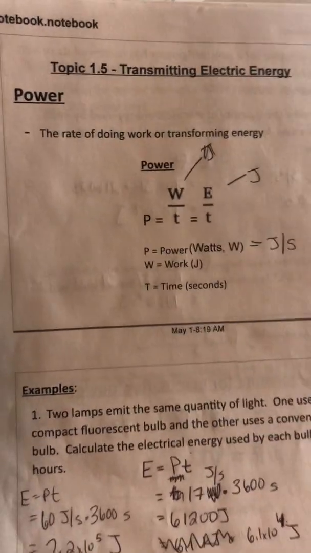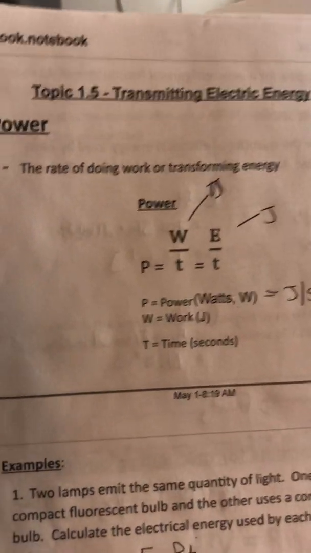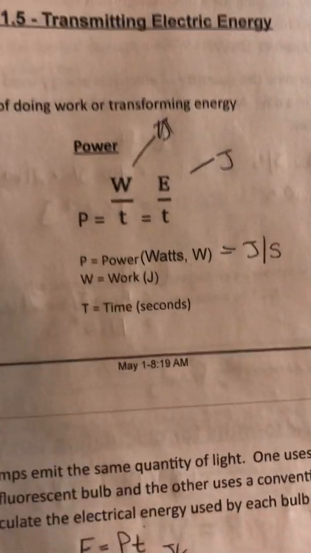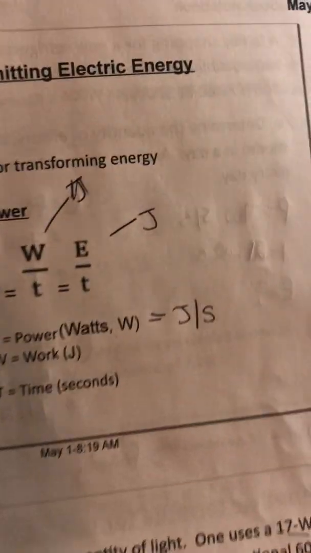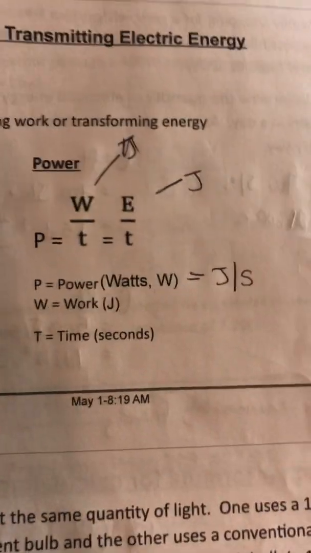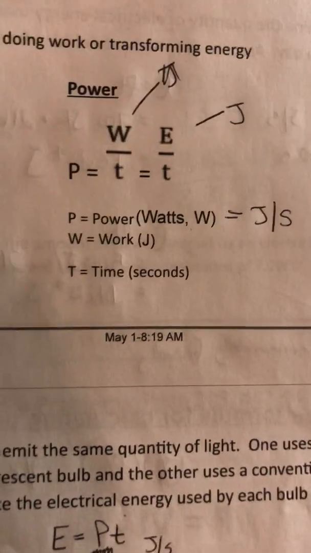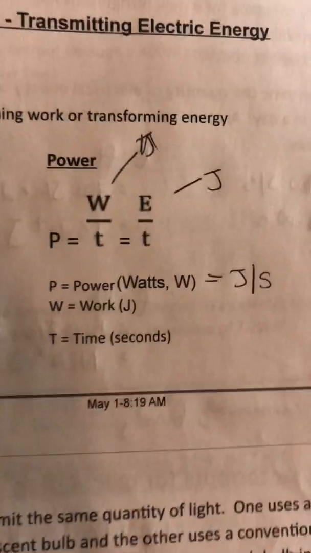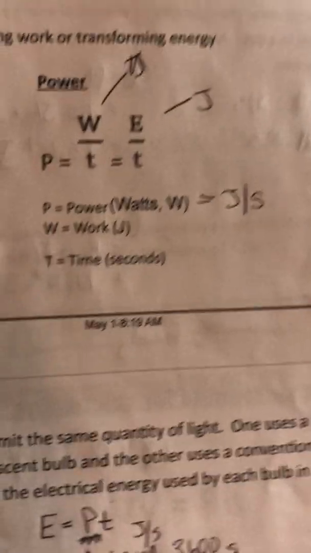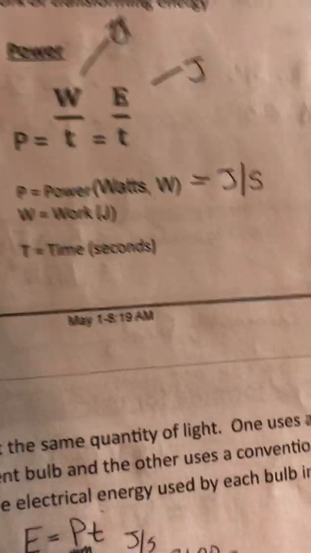All right, so topic 1.5, we're looking at the formula for power. The rate of doing work or transforming energy is the definition of power. You'll see here that there are two possible uses of this formula. If we're using our watts, which is technically power, watts is technically joules per second. So the W would represent joules, which is work, and then our t is time in seconds.